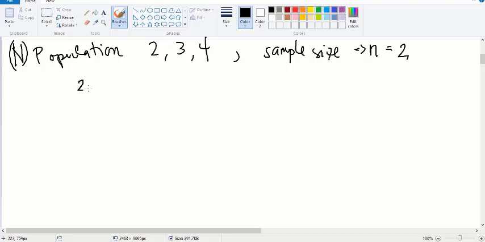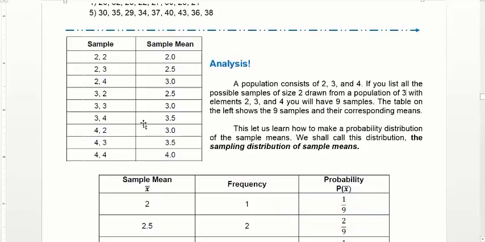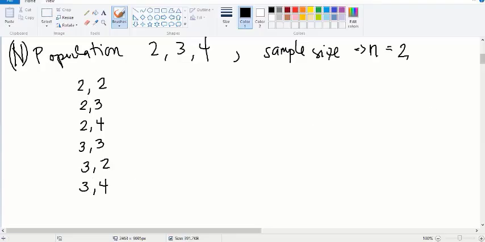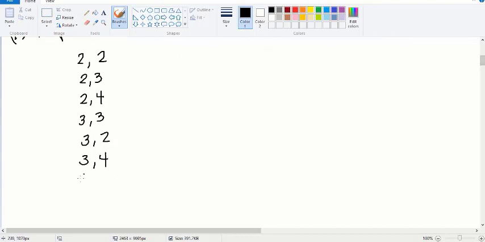It could be 2 and 2, and then 2 and 3, and then maybe 2 and 4, and then 3 and 3, 3 and 4, tama ba? Okay, 3 and 4. And then, 4 and 4, 4 and 2, and 4 and 3. So, that is 1, 2, 3, 4, 5, 6, 7, 8, 9. Okay, 9 nga talaga sila. So, these are the possible outcomes that we have kung meron tayong 2, 3, 4 as the population and a sample size of 2.